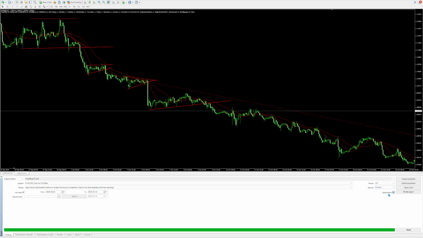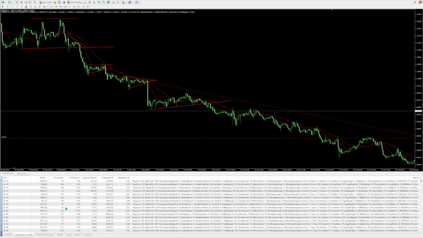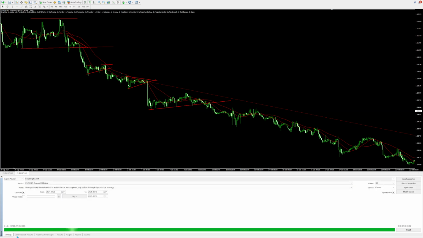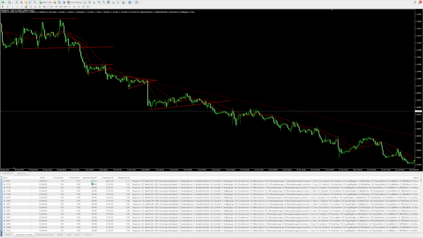So we check optimization, hit start, and now the strategy tester will just run through all those various settings that we chose and put the results here in the optimization results tab. So you can see all the various different values, and what results were produced using them. You can see that's quite quick, that's complete. So you can sort the results by profit, number of trades, the profit factor, expected payoff, or the drawdown in monetary or percentage value. So just sort by profit and go to the top. You can see these are the top performing settings.